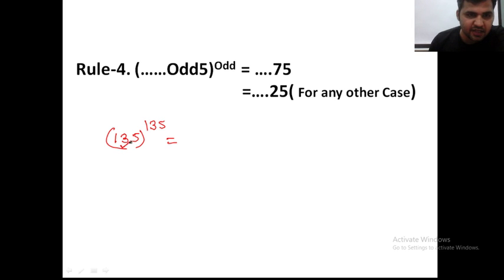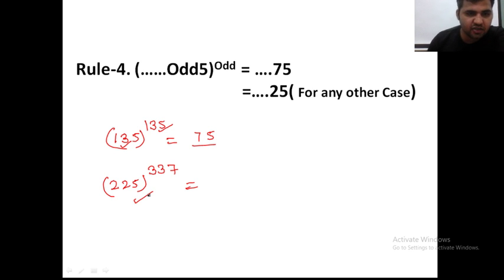You can see this number is odd, this number is odd. So what will be the answer? Good, 75. If I ask you to find the last two digits of 225 raised to power 337, what will be the last two digits? Right, Varsha, 75 is the right answer.